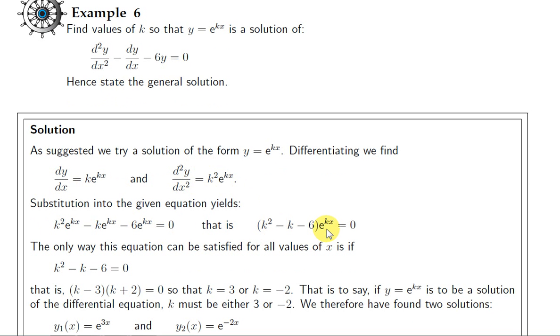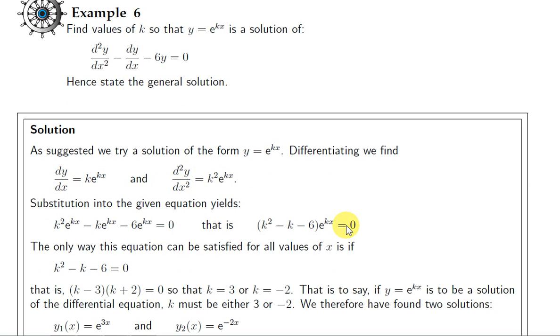We can take out e to the kx, it appears in the three terms. So that's why we choose a trial solution that has an exponential form, because it will appear in the three terms, and we can factorize it out and we can solve the resulting equation for k. So we have a product of two things giving 0. The only way that can happen is if one of these factors or both is 0.